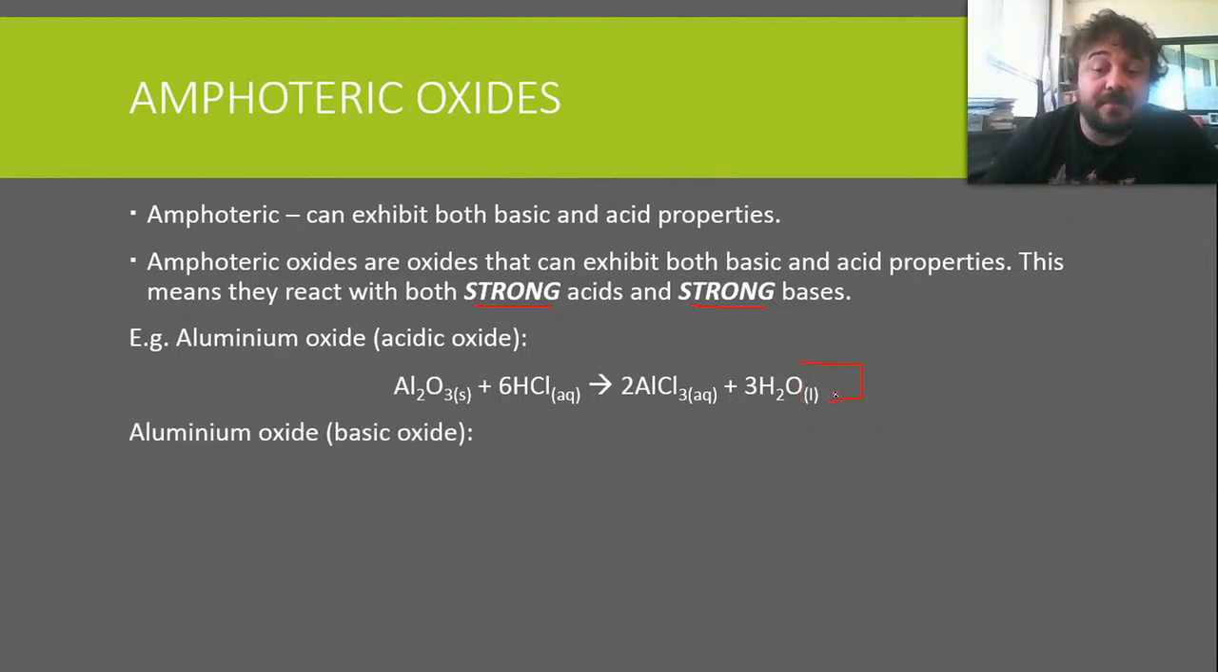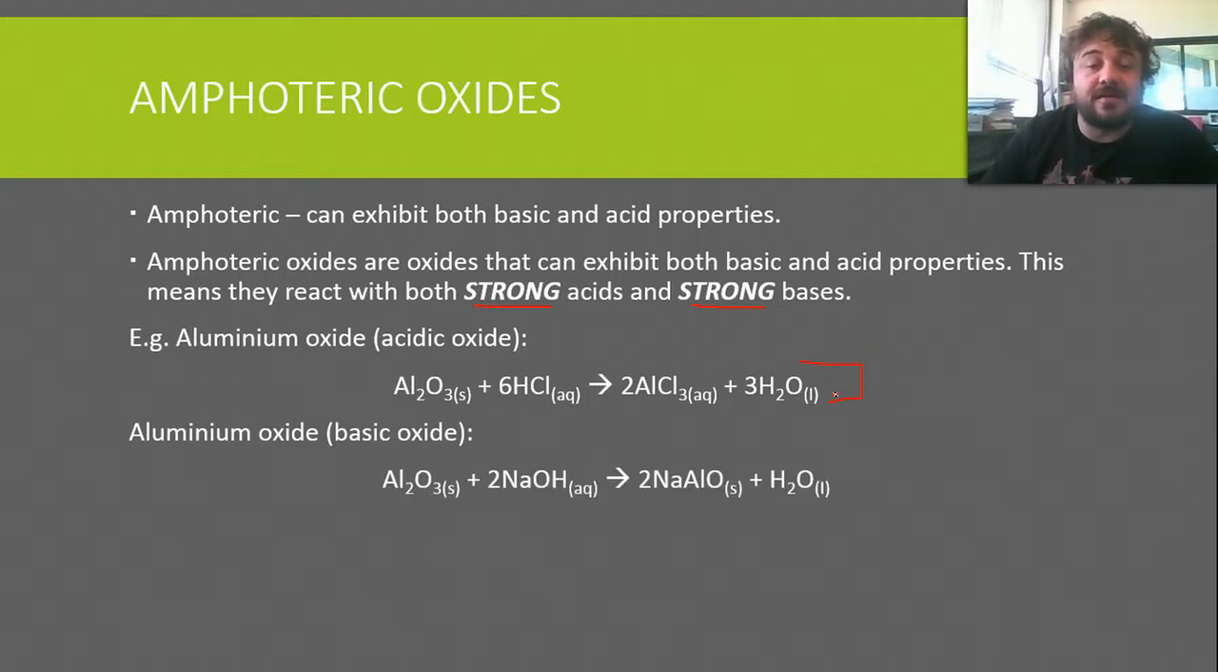Aluminium oxide as an acidic oxide. Aluminium oxide as a basic oxide. I've got this backwards. That should be basic, because here it's neutralizing an acid, and this one should be acidic, because it's neutralizing a base. So aluminium oxide as an acidic oxide will neutralize a base, a strong base, as we discussed earlier.